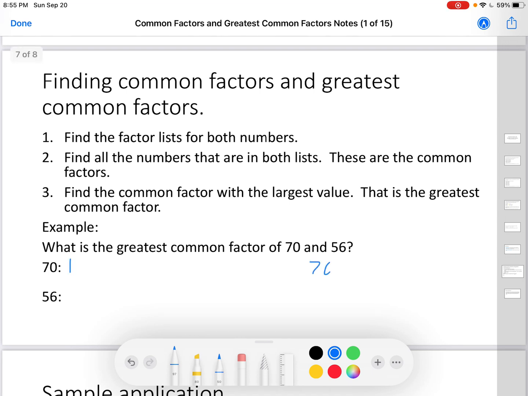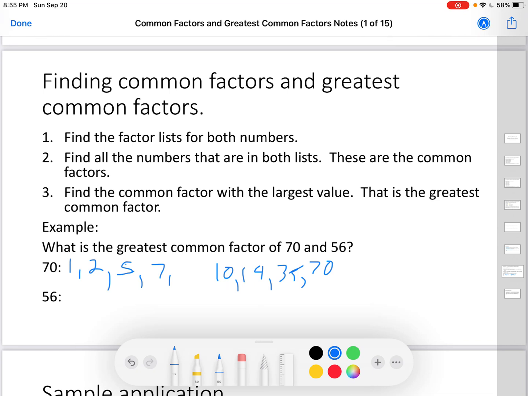I have 1 and 70, 2 and 35, 3. Nope, 3 doesn't work. 3 doesn't divide into 70 because 7 plus 0 doesn't make 9. 4 doesn't go into 70. 5 goes into 70. 5 times 14 is 70. 6 doesn't go into 70. 7 goes into 70, 7 times 10. 8 doesn't go into 70. 9 doesn't go into 70. So 1, 2, 5, 7, 10, 14, 35, and 70 are the factors.